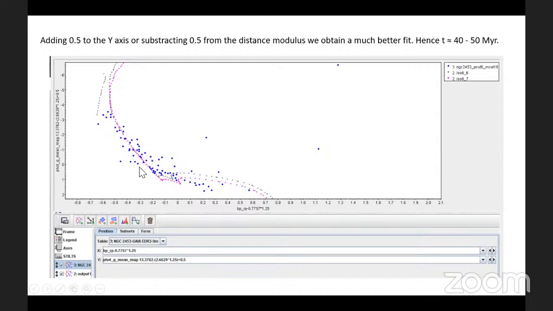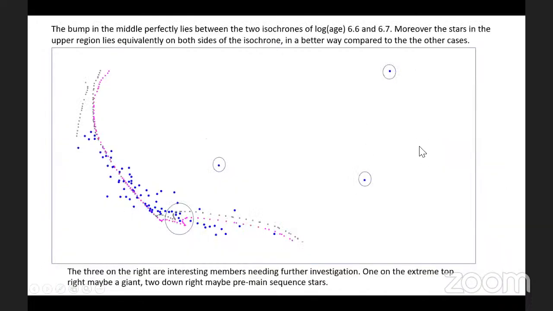Visually this fit is much nicer and proper compared to the other previous fits of the isochrone and the color magnitude diagram. So again, in line with Gonzalez et al., we conclude that the age must be around 40 to 50 million years. But here there are some interesting things I would like to point out. One is the fit with the 1.25 reddening value and my subtraction of 0.5. The fit is much nicer.